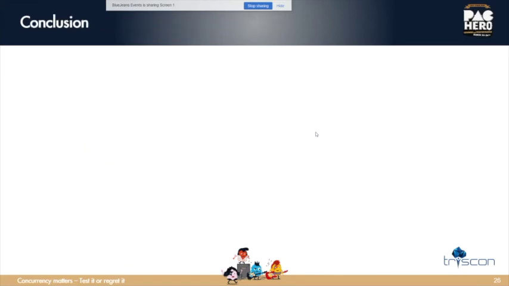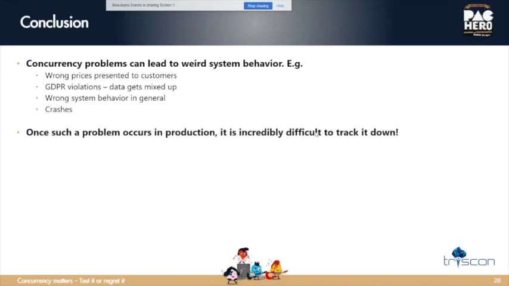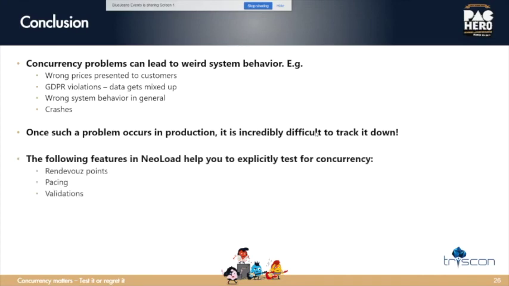All right. So let's conclude for today. Concurrency problems can lead to really, really weird system behavior. And if you ever face it in production, it will probably be difficult to track it down, to even narrow down where the origin is. So it's really, really helpful to catch these things as early as possible with component tests, for instance. And NeoLoad helps you to do this with rendezvous points, pacings, and validations.